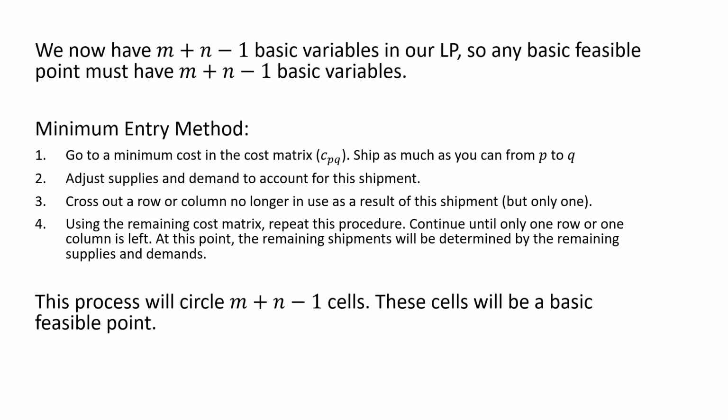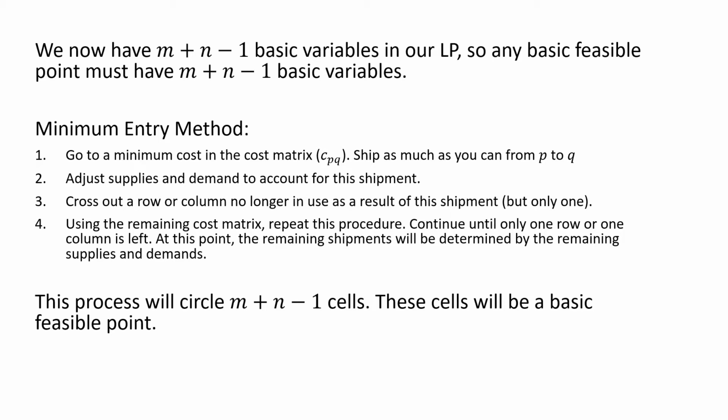Go to the cost matrix, so that middle matrix of all the items and the costs to ship. Find the smallest one, ship as much as you can along that line. We're going to adjust the supplies and demand to account for that. We're going to cross out a row or column no longer in use. Either a warehouse has been emptied or a distributor's demand has been totally met. And then we're going to keep repeating that procedure until there's only one row or column left. And that will be totally determined by what we've done so far.